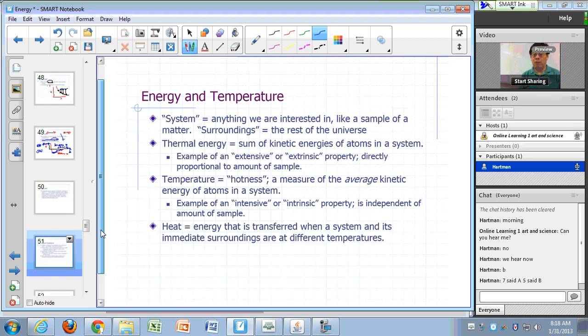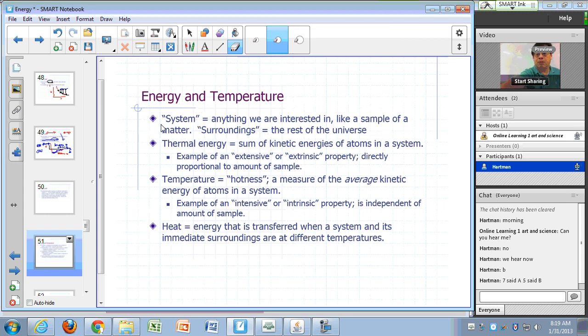Okay. Before we do that, let's clear out some terminologies to make sure we understand each other. Anytime we use the word system, you'll hear me use the word system a lot, that refers to just about anything we're interested in. Most of the time, the system we're dealing with in chemistry would be a sample of matter. And then surroundings would be everything else around that system. So that's the rest of the universe.